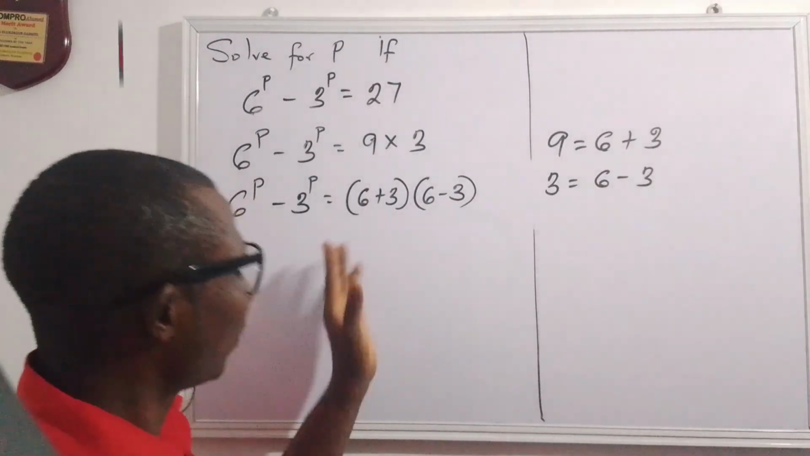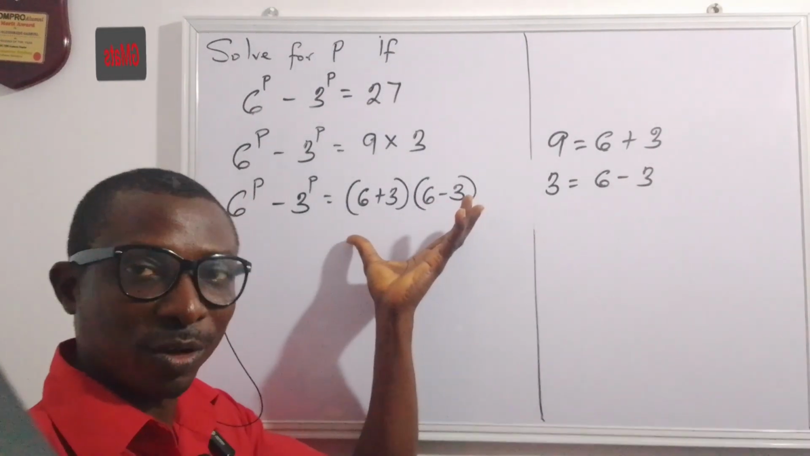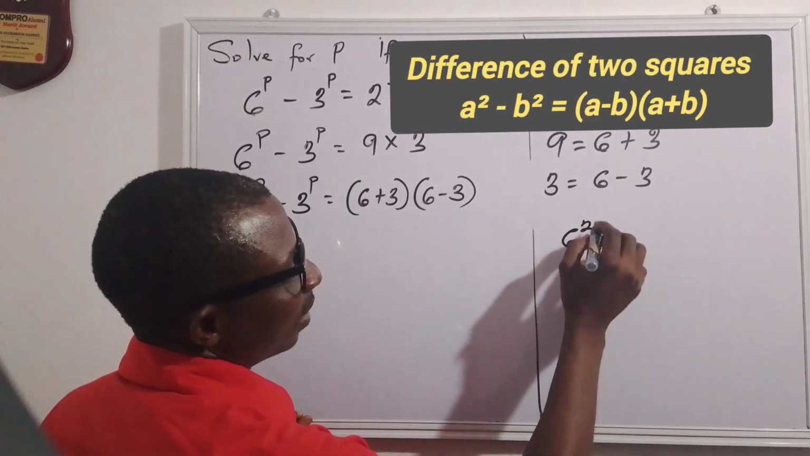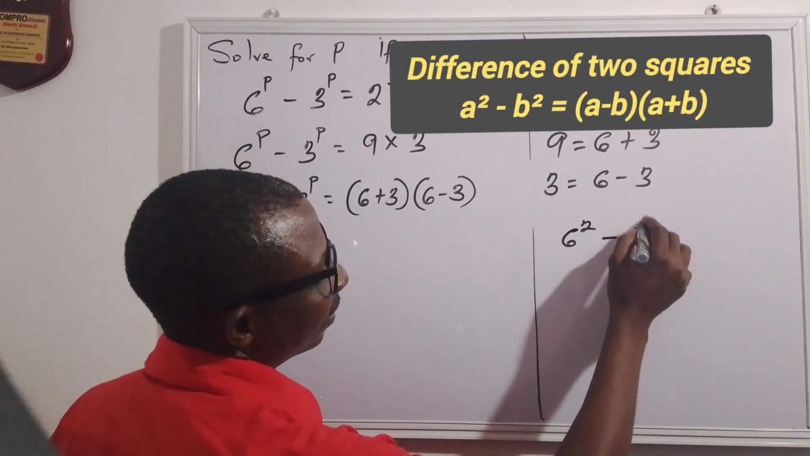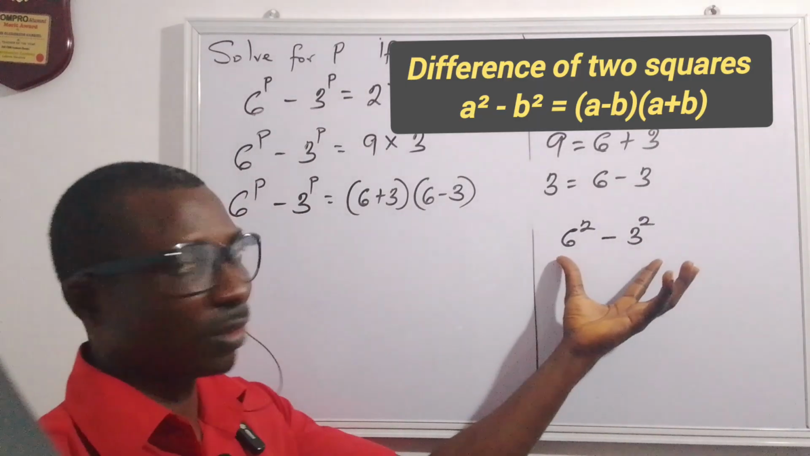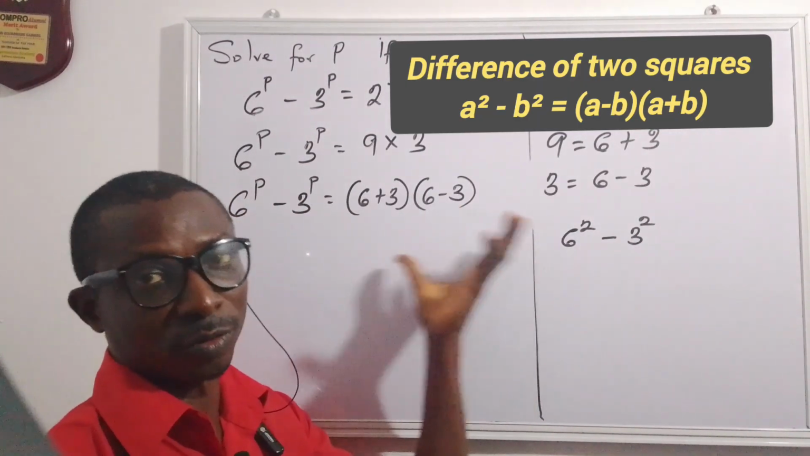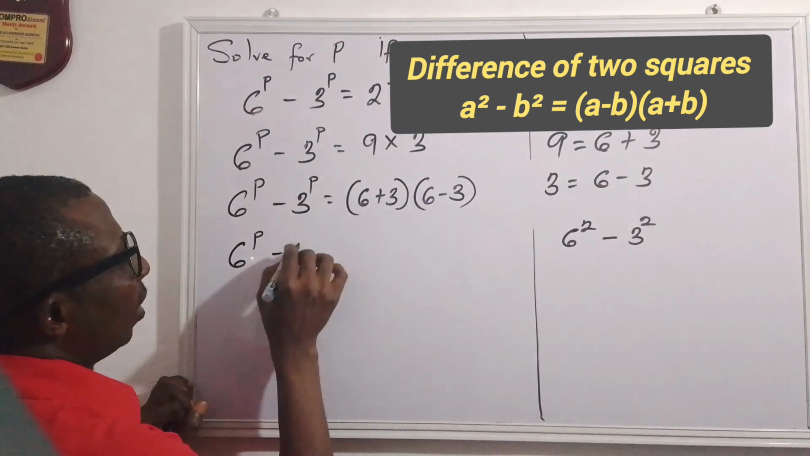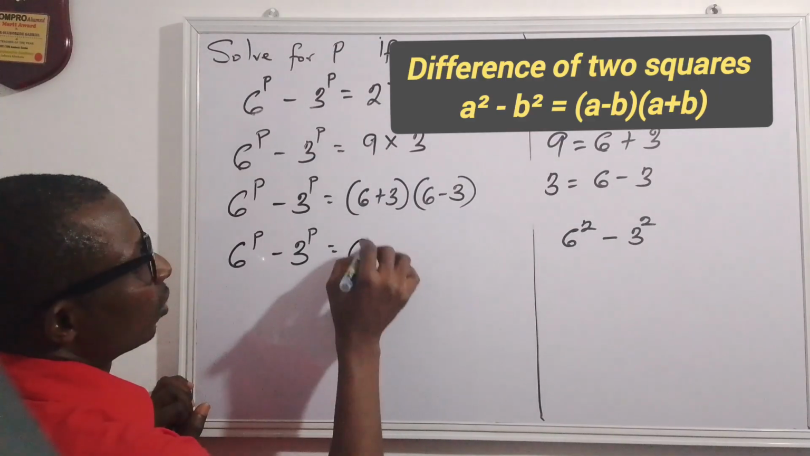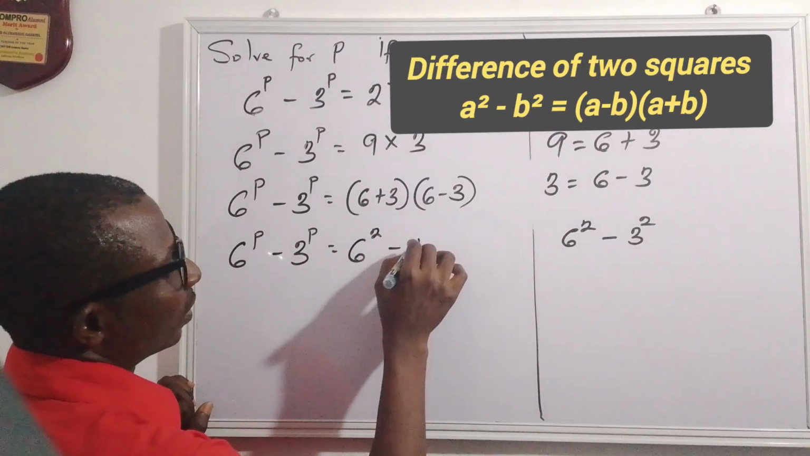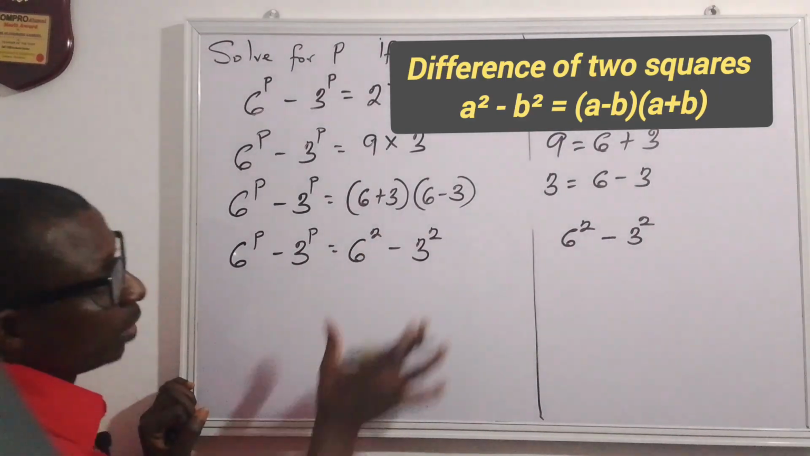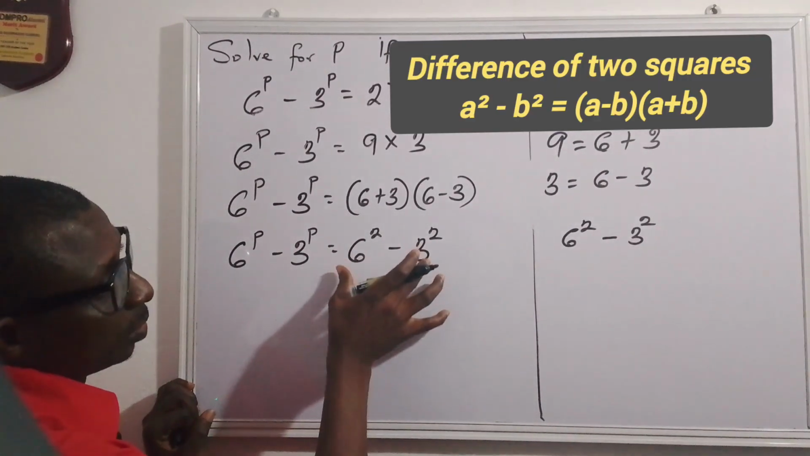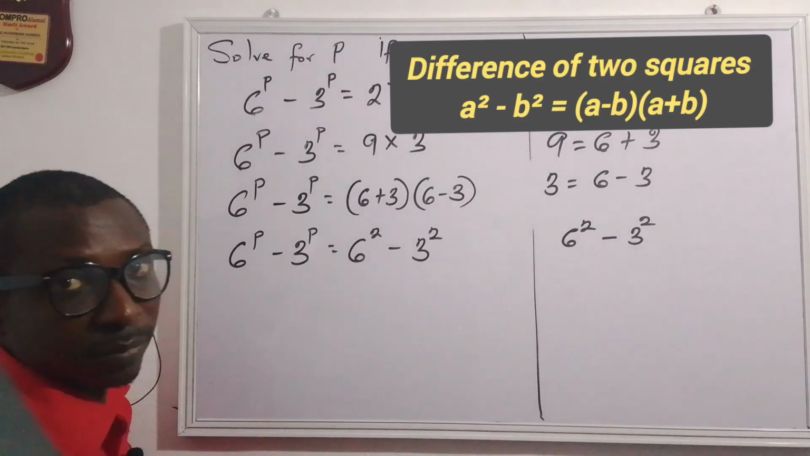Now this right hand side is the product of the difference of two squares, squares of 6 and 3. Okay, difference of two squares. So it's going to be the result of the difference of two squares. That means the right hand side turns to 6 raised to the power of 2 minus 3 raised to the power of 2. Now when you simplify this, you have what we have here.